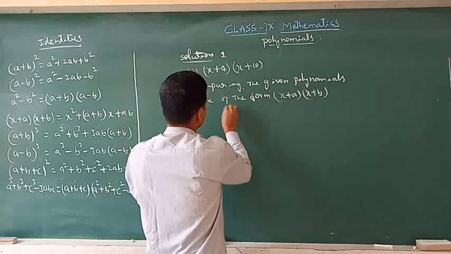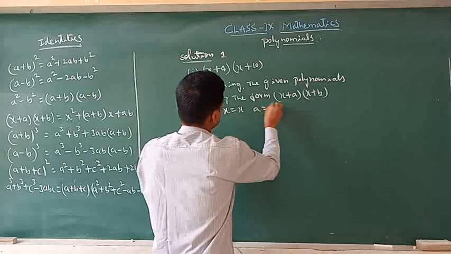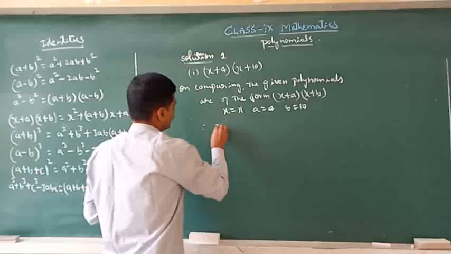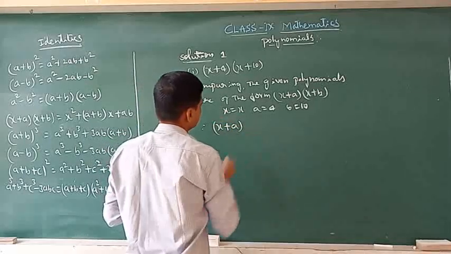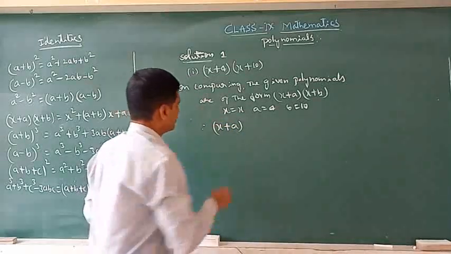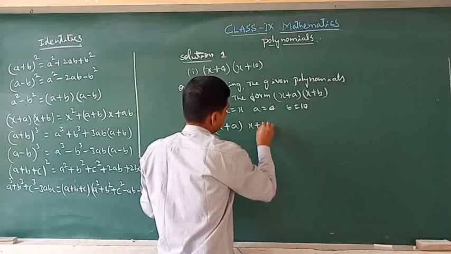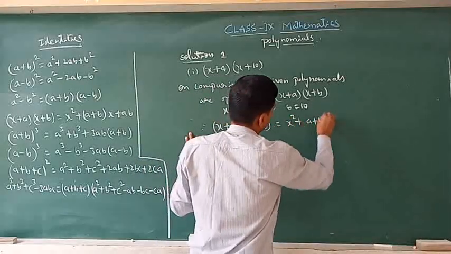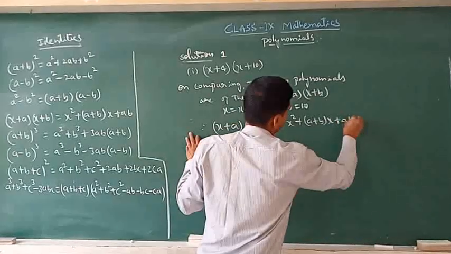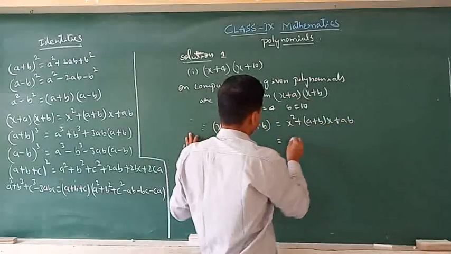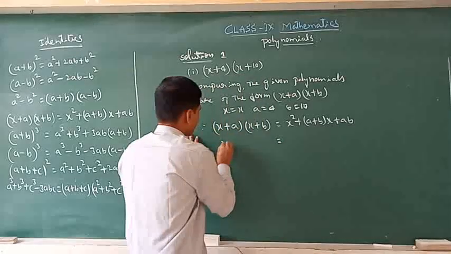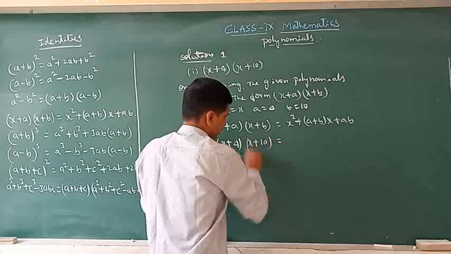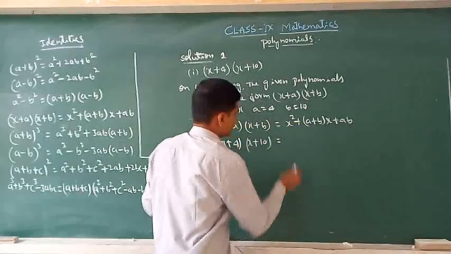So now directly x is equal to x, a is equal to 4, and b is equal to 10. Therefore, by using the identity x plus a into x plus b, it is equal to x square plus a plus b into x plus ab. So that is equal to x, where a is 4, here x plus 10. That is why here x means x.